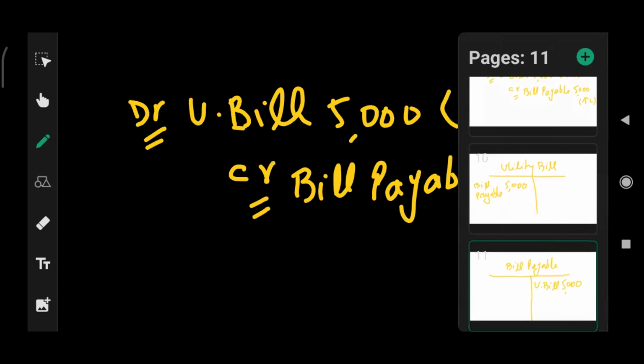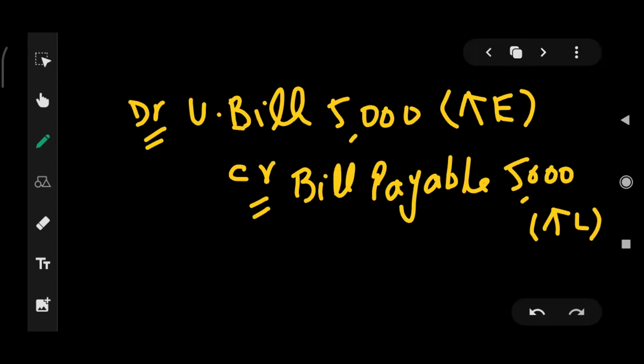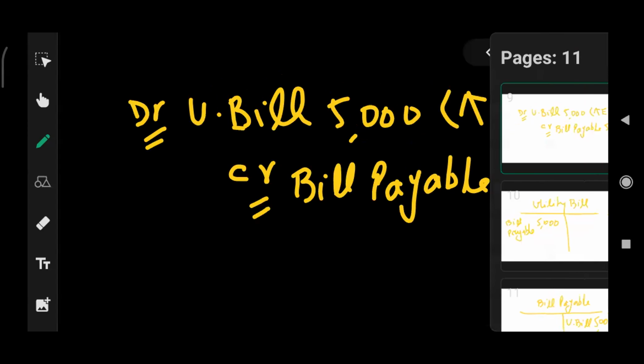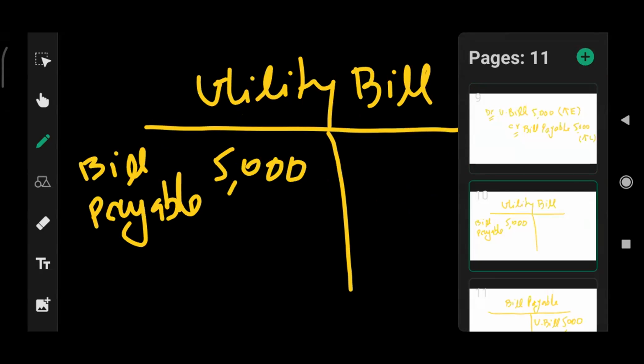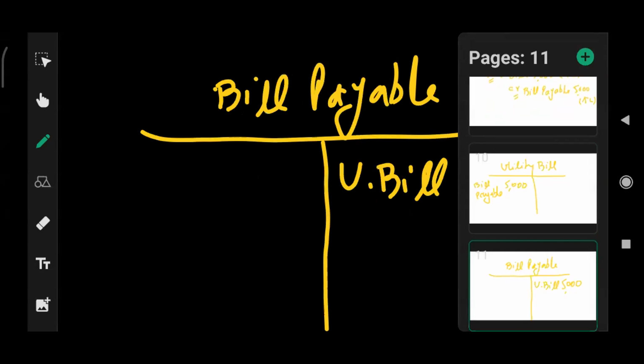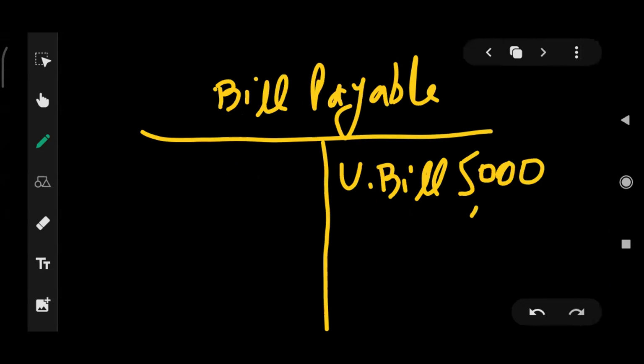So this transaction, debit utility bill 5,000, credit bill payable 5,000, is posted. As I opened the account of utility bill, as it was a debit entry, I recorded 5,000 on the debit side. Its corresponding credit is bill payable, which I wrote with that. Then I opened the account of bill payable. The credit entry for this transaction was credit bill payable 5,000. I recorded 5,000 on the credit side, and its debit entry was utility bill. So this transaction is also posted.